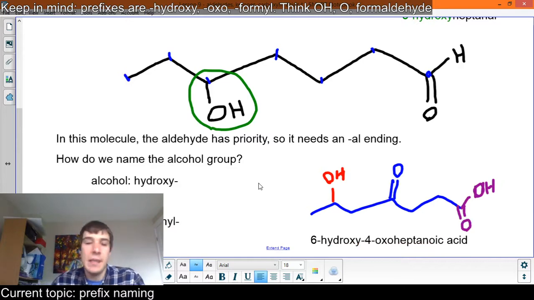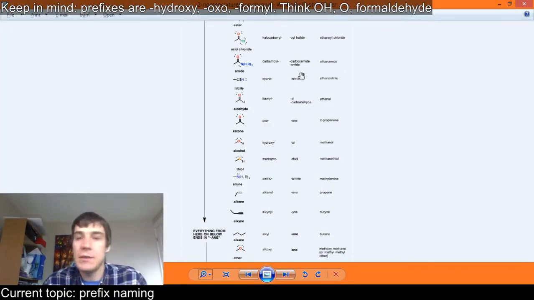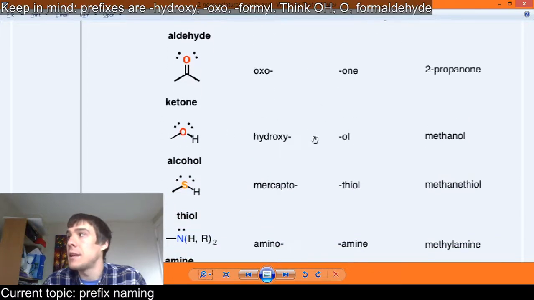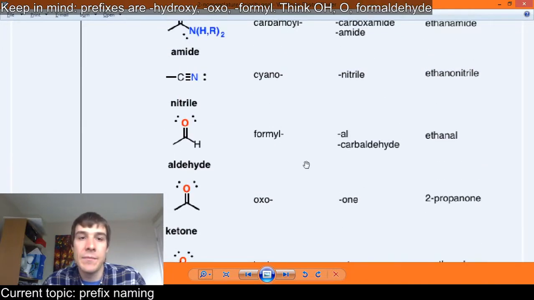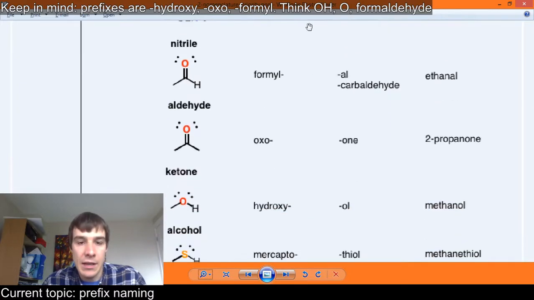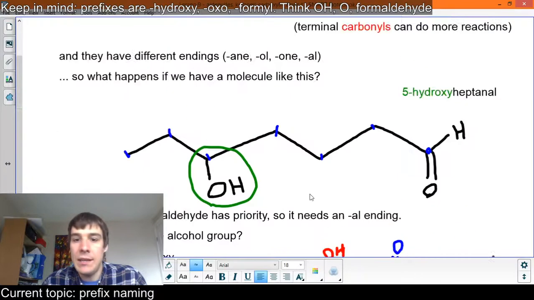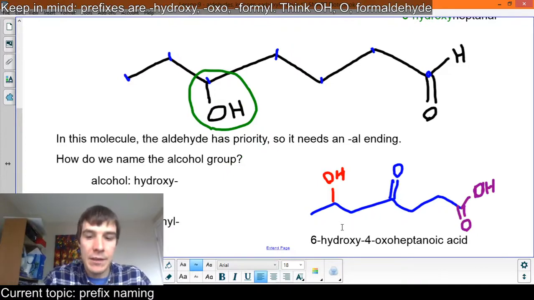So we have these different names for them if they are lower priority, if we're going to name them as a side chain. Now those names can be found in your priority list. In this priority list picture, you can see, for example, alcohol has this -ol ending, but if it's a prefix, it's hydroxy. Ketone has an -one ending, but if it's a prefix, it's oxo. Aldehyde has an -al ending. If it's a prefix, it's formyl, and various other ones as well. So that is how we name these things. And that's doing some priority work and some naming.